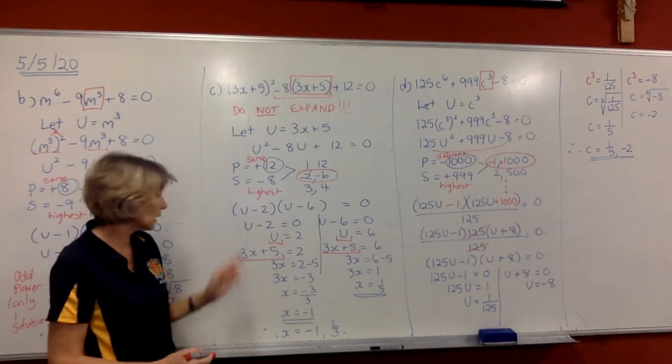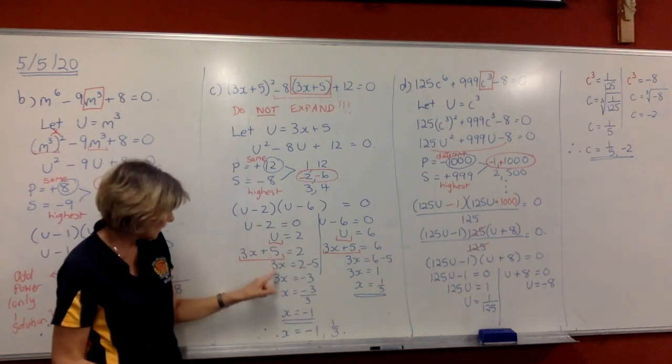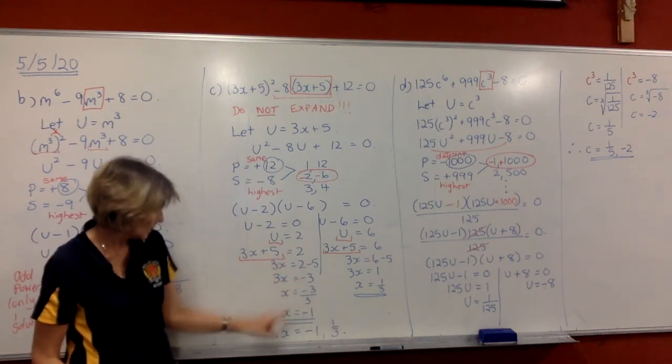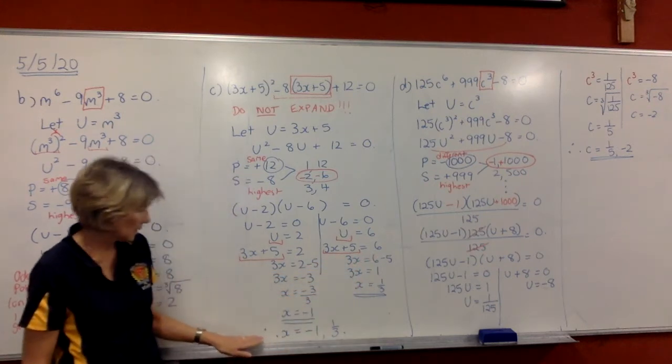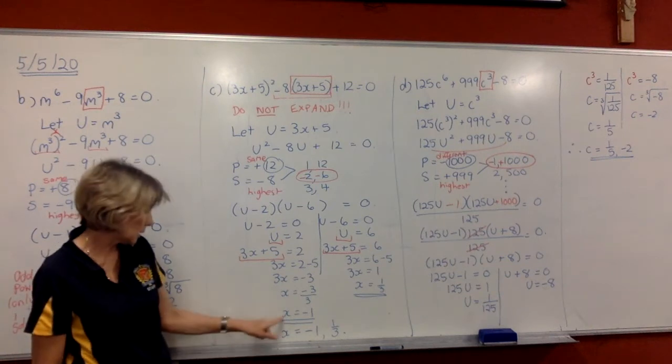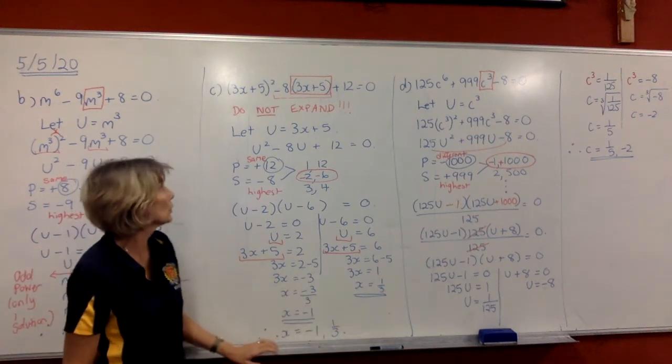So now you've got 2 more little equations to solve. Make your way through it and get your answer. Make your way through that one and get your answer. And there's your 2 solutions. X equals minus 1 and x equals a third.